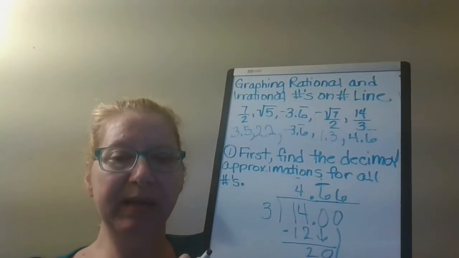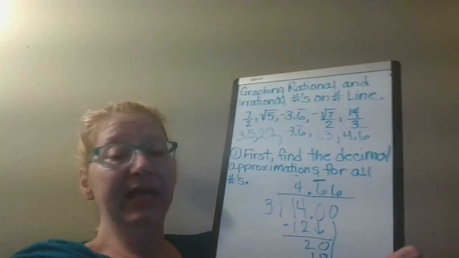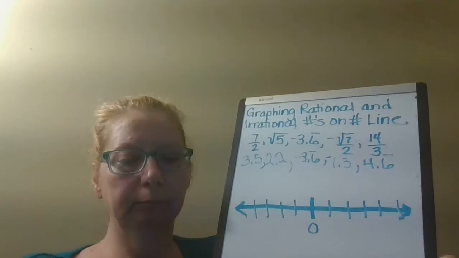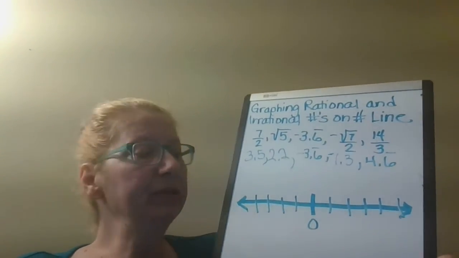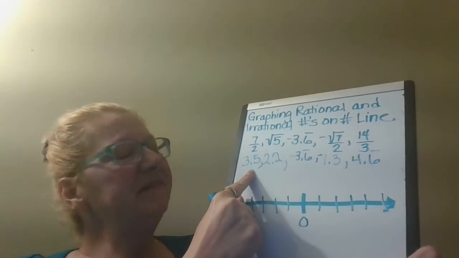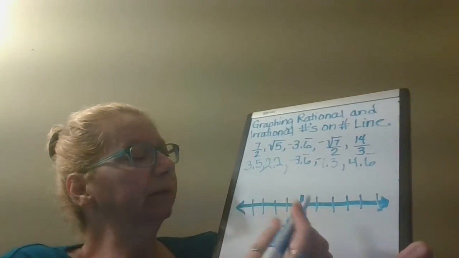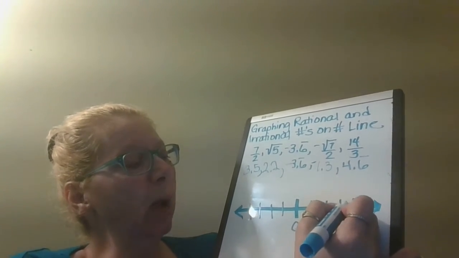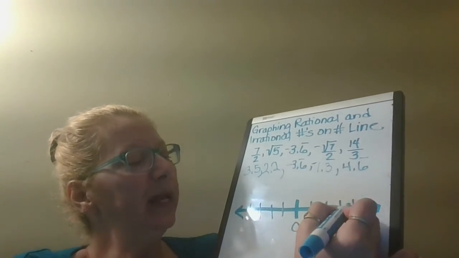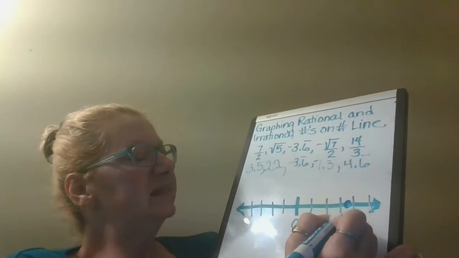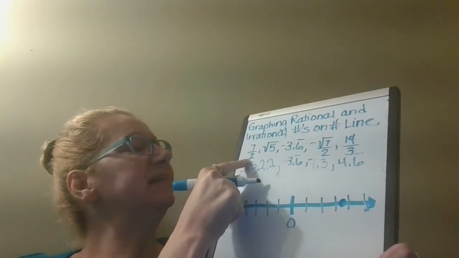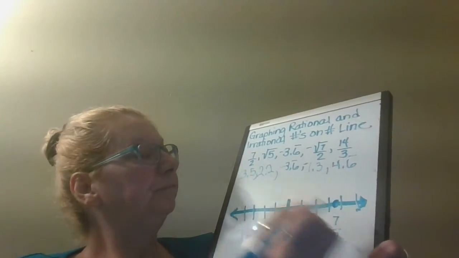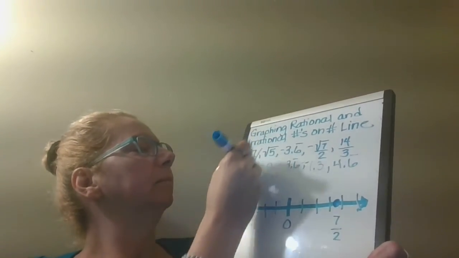So we have our approximations, and now we can go ahead and start with our number line. So let's go ahead and graph these numbers. We're going to start with 3.5. That's positive, so we're going to go to the right of the 0. We're going to count out 1, 2, 3, and then we're going to be midway between 3 and 4. We're not going to write 3.5. We're going to write the original number we were given. So that's going to be 7 over 2. So we're done with that one.